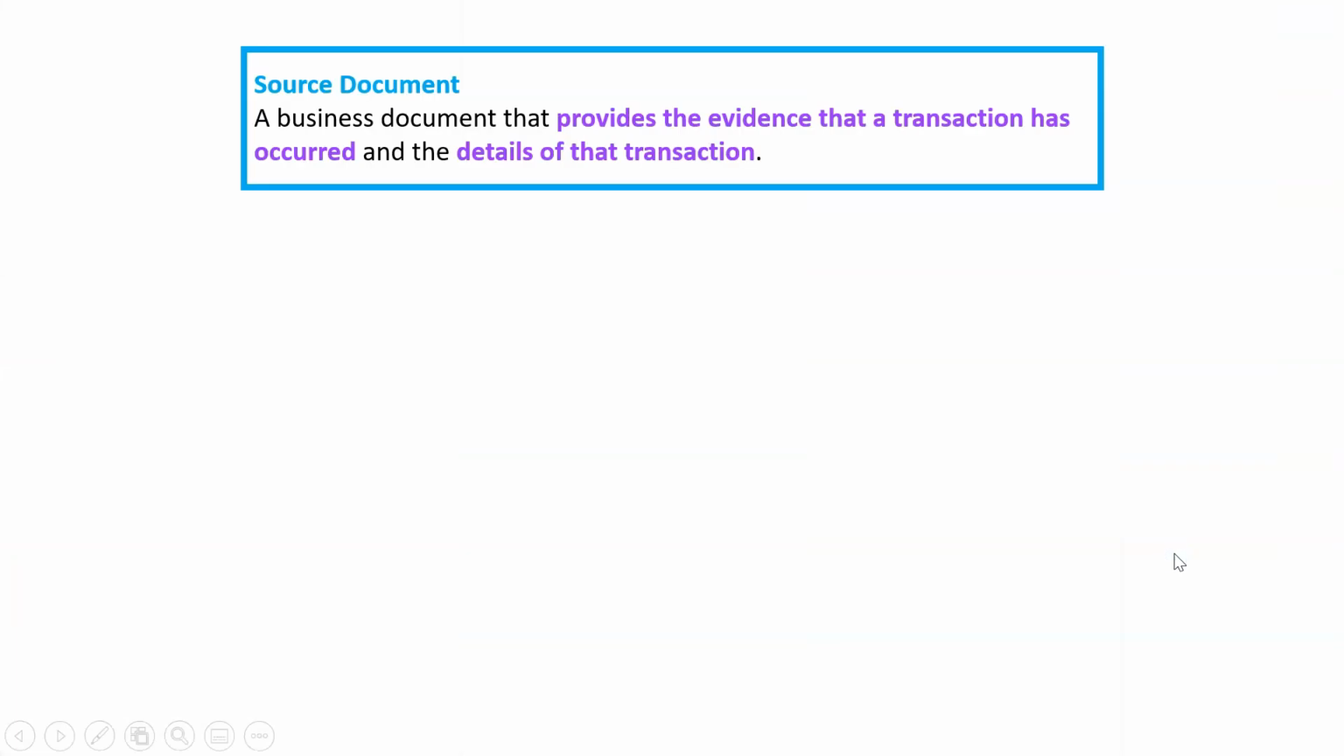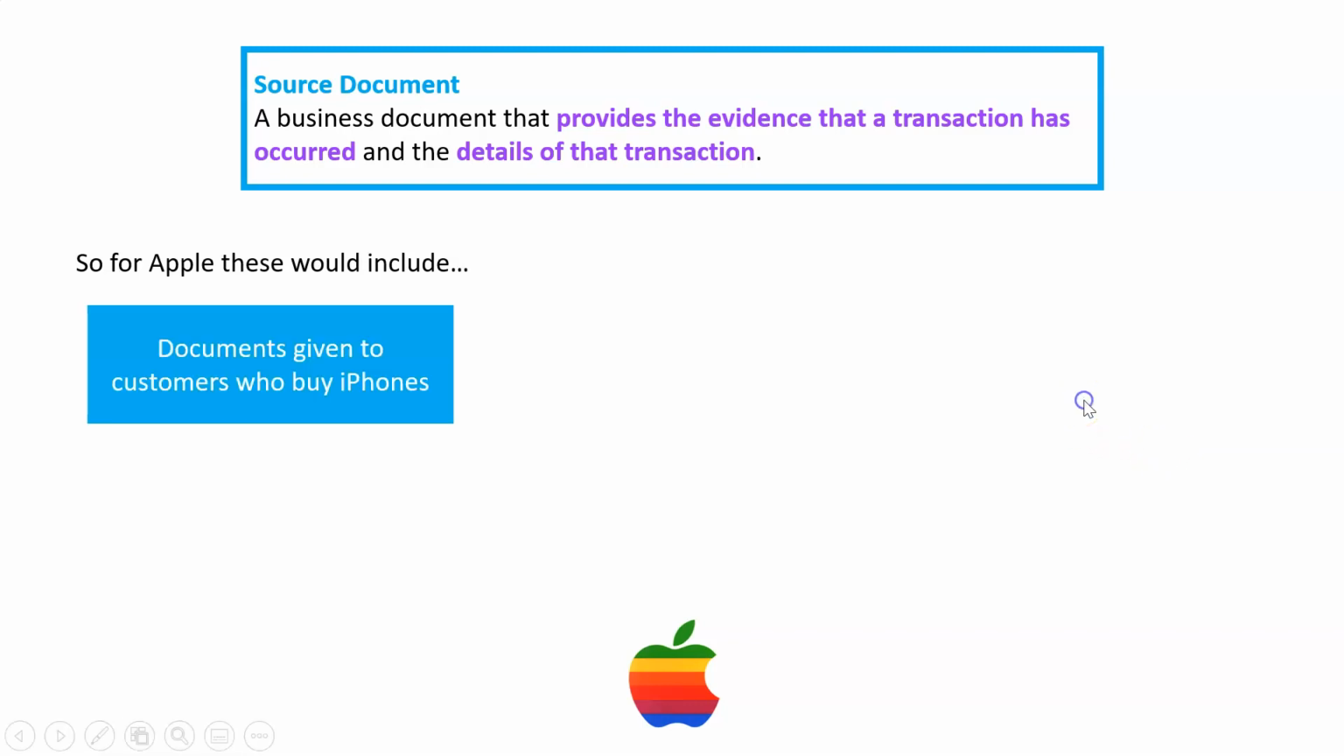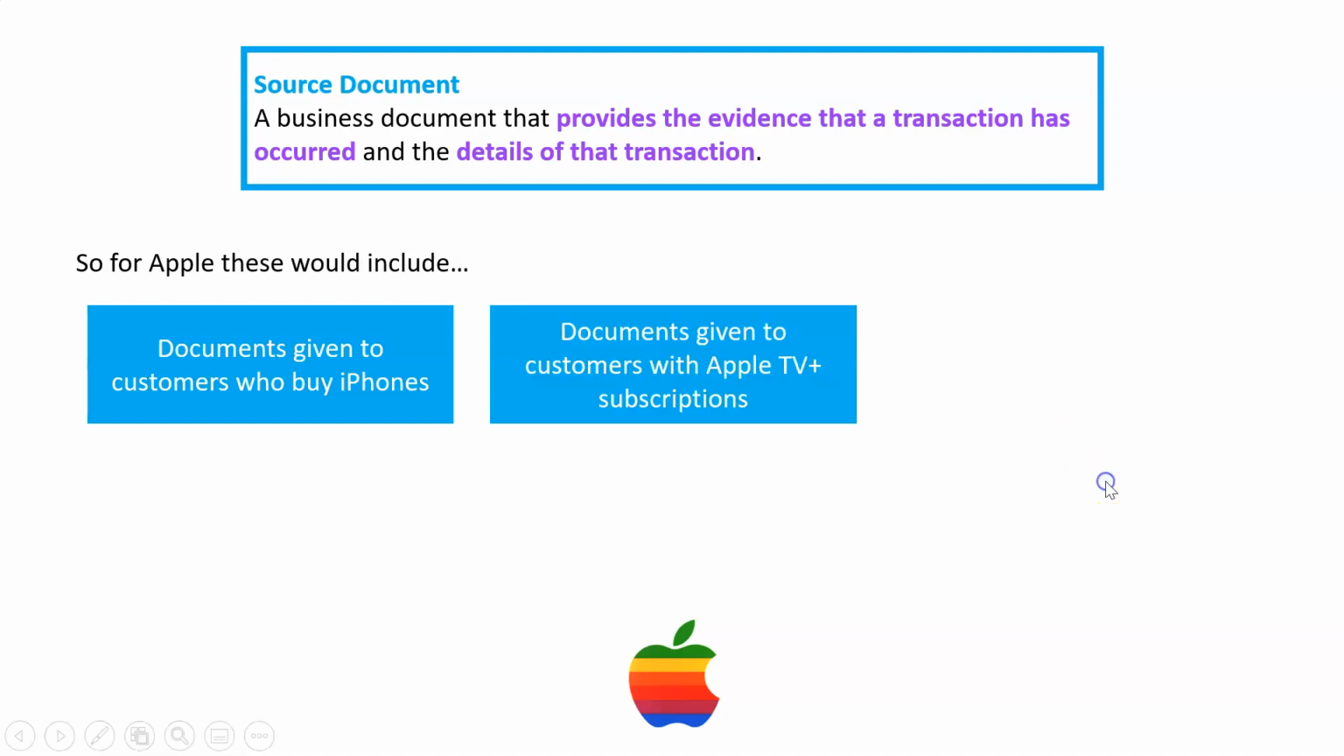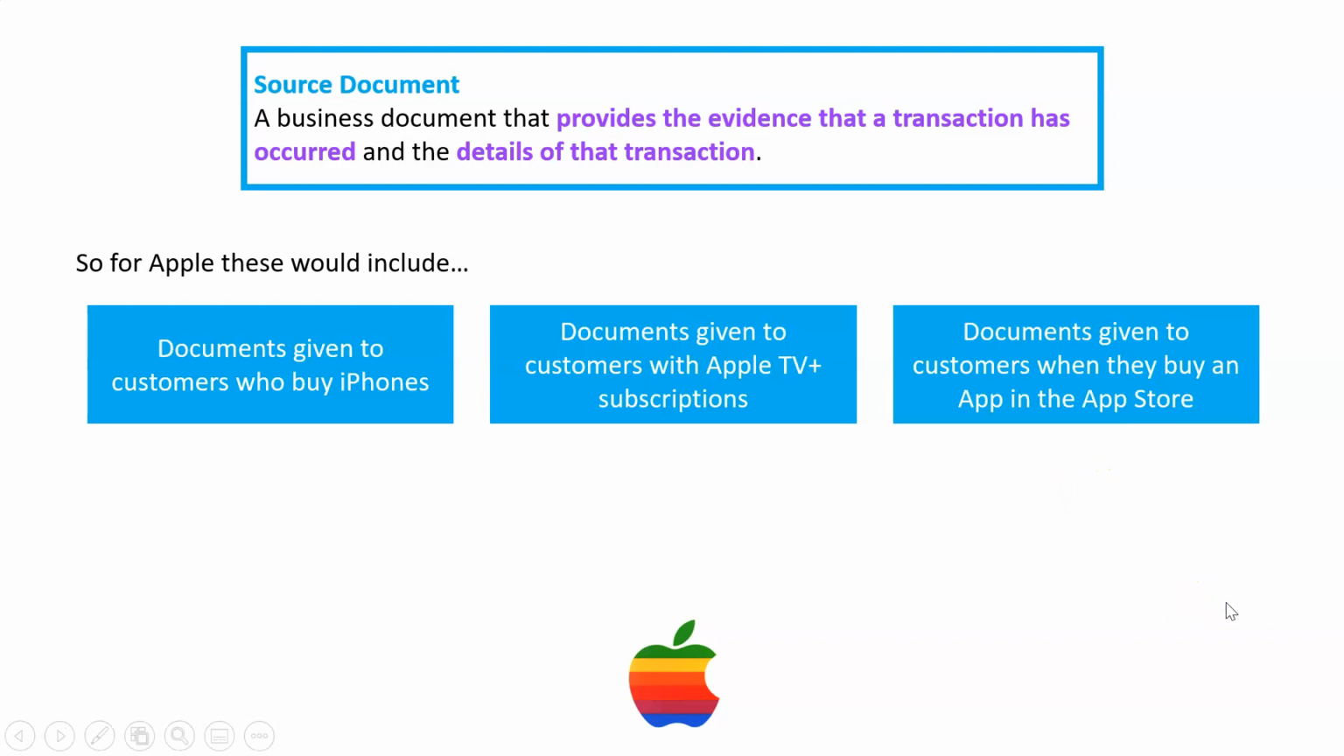So we'll define it as a business document that provides evidence that a transaction has occurred and the details of that transaction. So for Apple, there's going to be hundreds of different types of source documents, but the main ones that we'll deal with are things like there's going to be a document given to customers whenever they buy an iPhone. There's going to be a document given when someone jumps online and takes out an Apple TV Plus subscription. There'll be a document when customers buy an app in the App Store. You get a receipt for that.